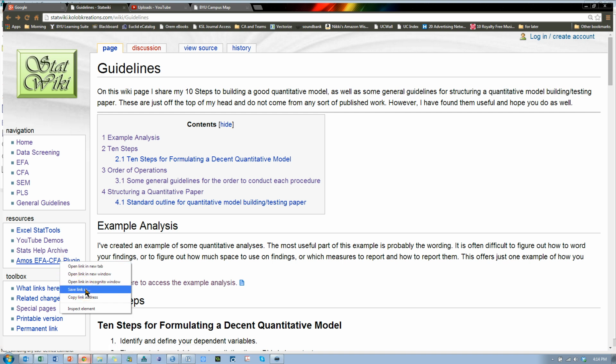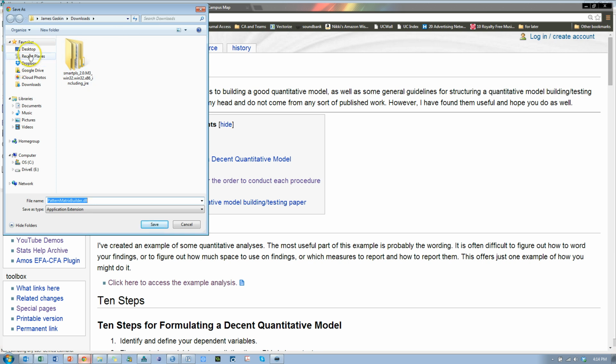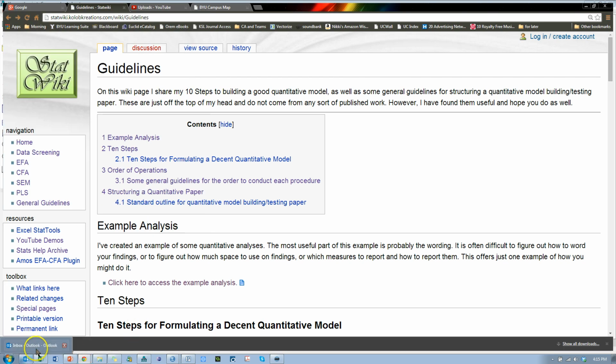This is on statwiki.colabcreations.com. Or you can go, yeah, that place. And go right click that link, the Amos EFA CFA plugin on the left panel. Save link as. And do this for now. Save it to your desktop because we're going to have to strip it real quick. So save to the desktop. Don't click on it down there. Just go to your desktop.